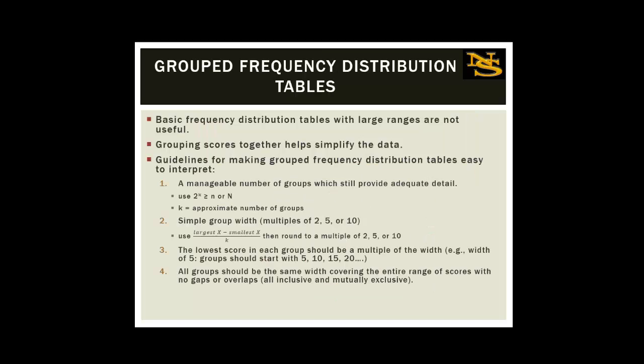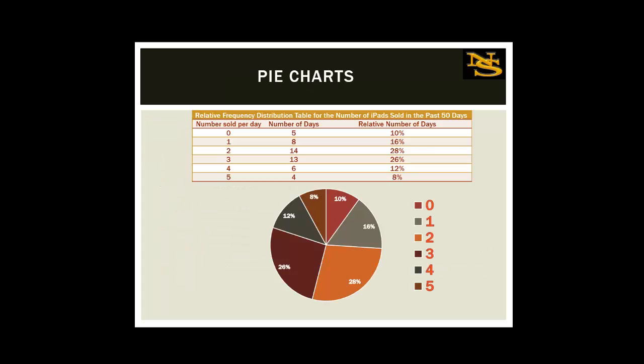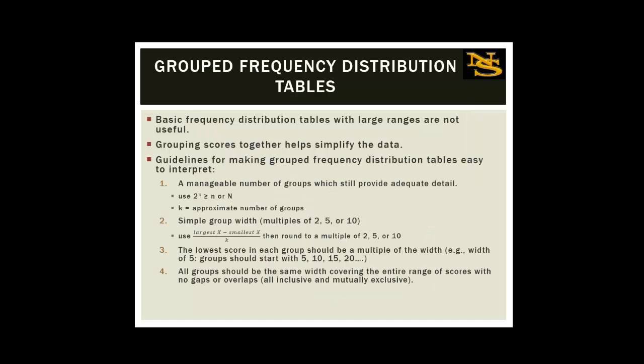Okay, now let's move on to a situation where you cannot just display every single value in your data set from lowest to highest in its own row. Because remember, the whole point of doing frequency distributions is to simplify your data. Well, if you have a really large range in your data set, so if you have a value that's really small and a value that's really large, it's not going to be a very pretty table if you represent the full range of those values. So you can group scores together, and that helps simplify the data.